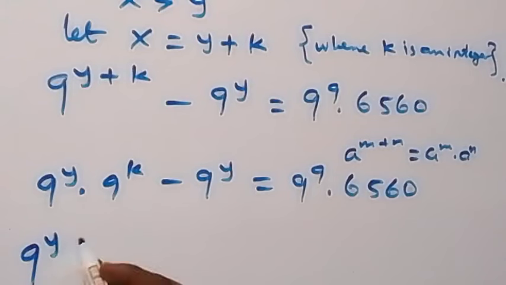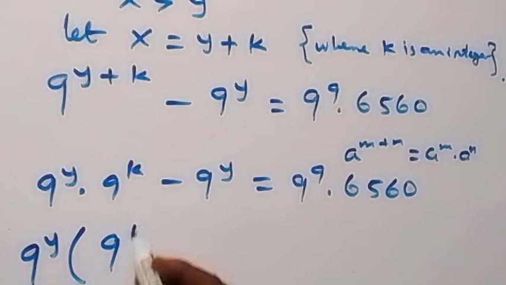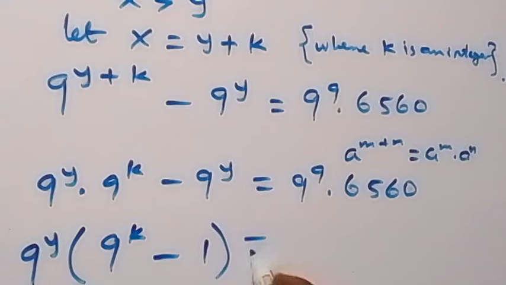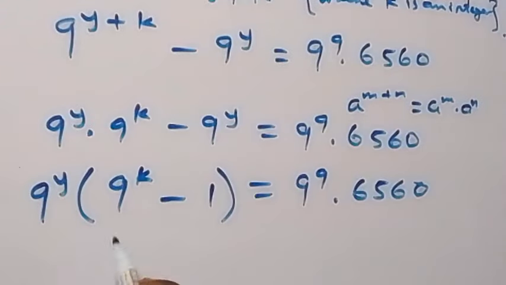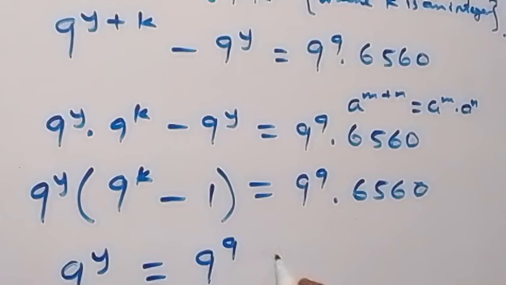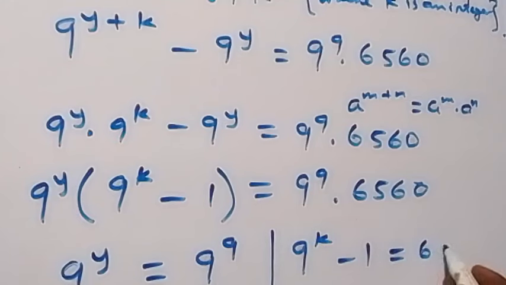Then next, we have 9 raised to power y common here. So we have 9 raised to power y out in a bracket, 9 raised to power k left here, then minus 1 left here, equals 9 raised to power 9 times 6560 from here. Then what we have here now, we can equate this and say 9 raised to power y equals 9 raised to power 9, and 9 raised to power k minus 1 equals 6560 from here.